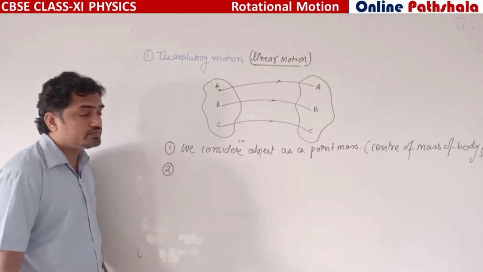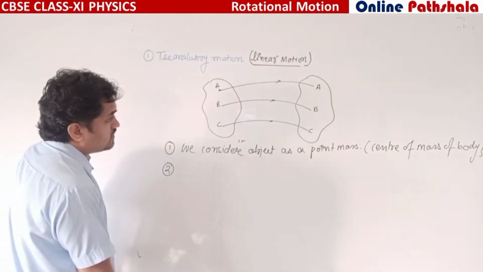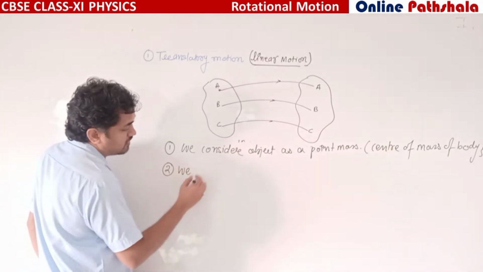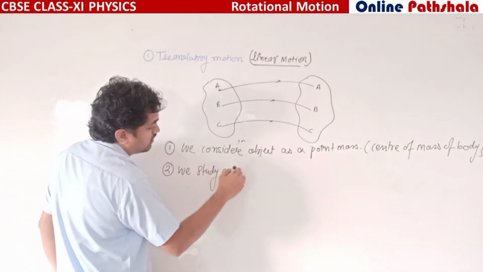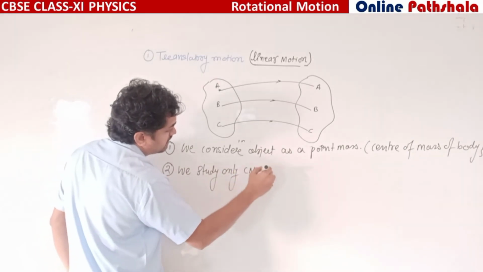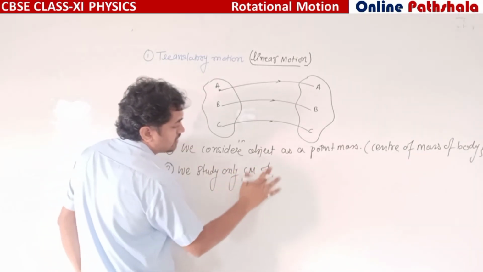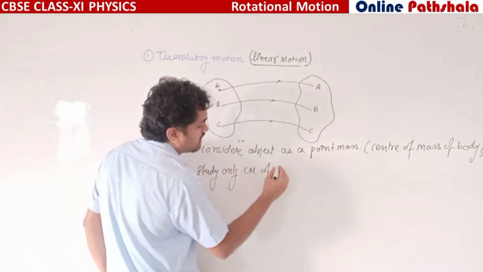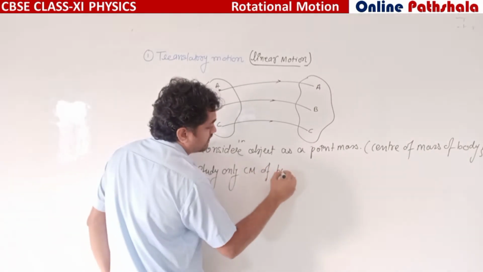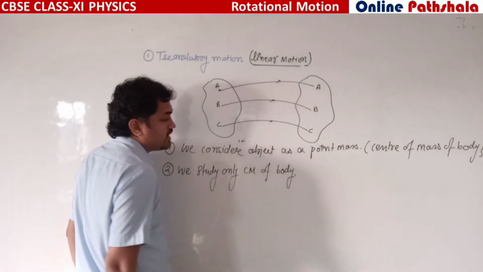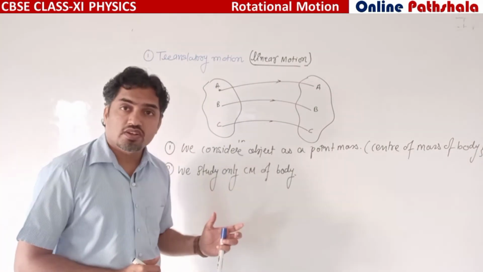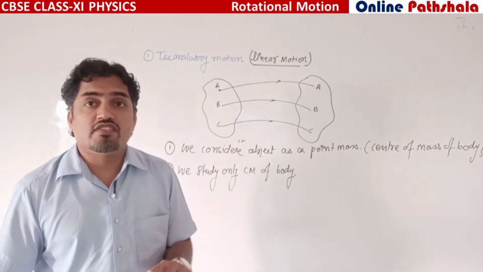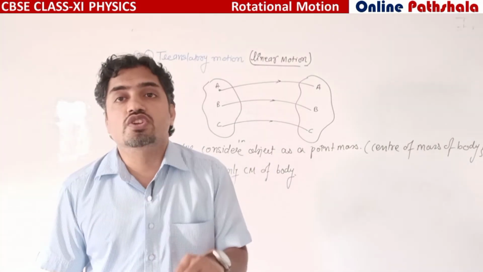Now we study only the center of mass of the body. No need to study each point, only the center of mass is sufficient. So, according to the motion of the center of mass, we can further divide motion into two categories.